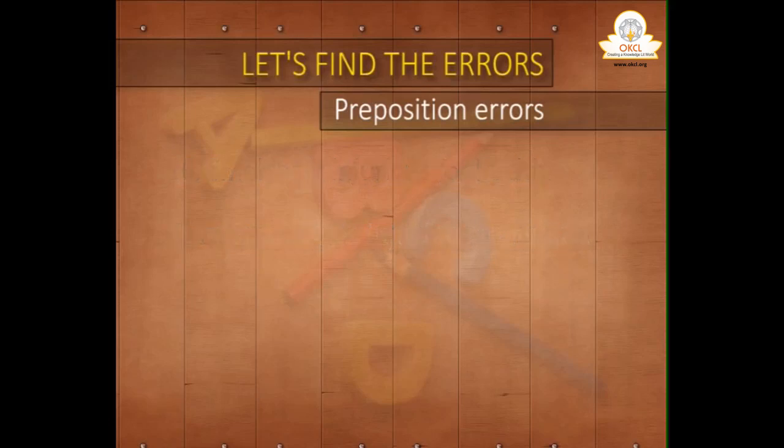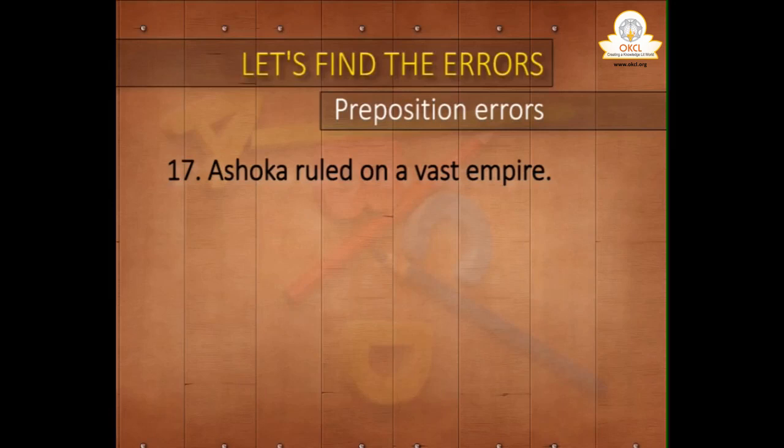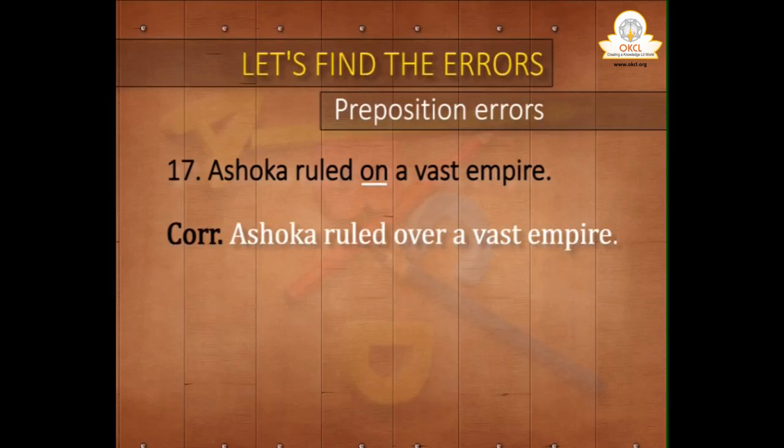Ashoka ruled on a vast empire. So Ashoka ruled over, ruled on, and other kinds of things are written, that is also wrong. Ruled on will become ruled over a vast empire. Let's see the next sentence.